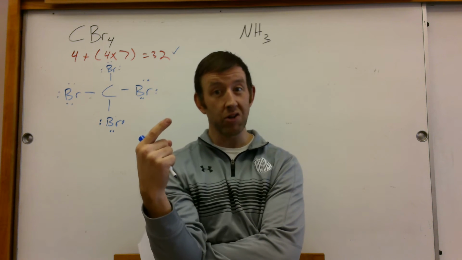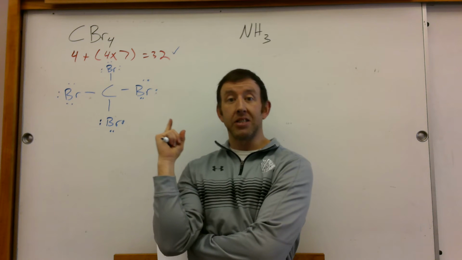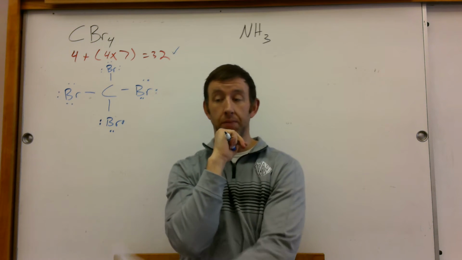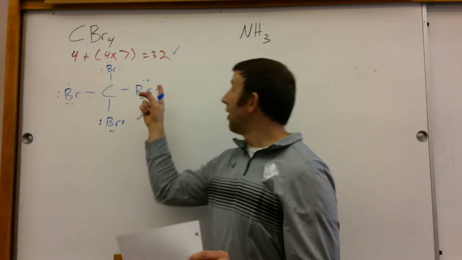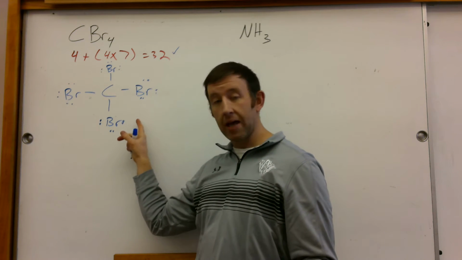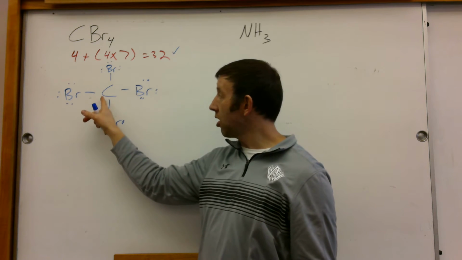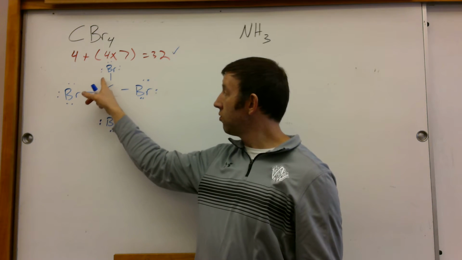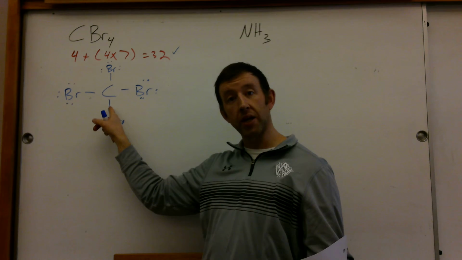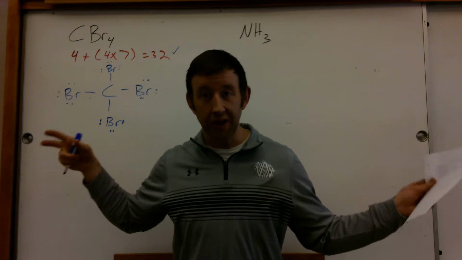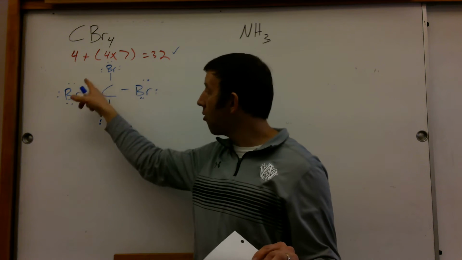So the next thing I do is check my central atom to make sure it also has an octet at this point, right? I've got an octet around each of my bromines. That did that by filling up with my 32 electrons. Now I'm going to go to carbon here, and I've got 2, 4, 6, 8. Remembering each line counts as 2. Also an octet around carbon. So at that point, I've got all my rules met.